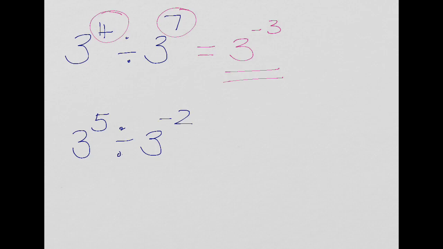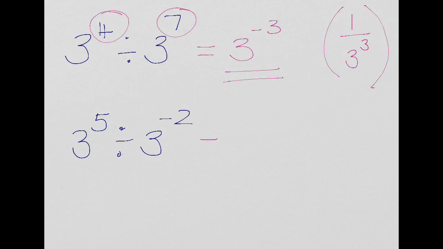What does a negative indice mean? Yes, that means that it's 3 cubed, but I'm going to write 1 over 3 cubed. Do you remember? Just a bit of a reminder, that's what that means. That negative means that you're dividing 1 by 3 to the power 3. It's the reciprocal.